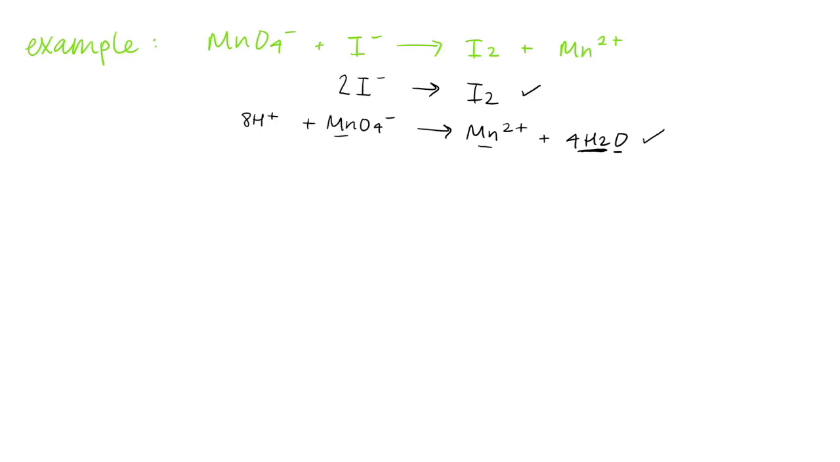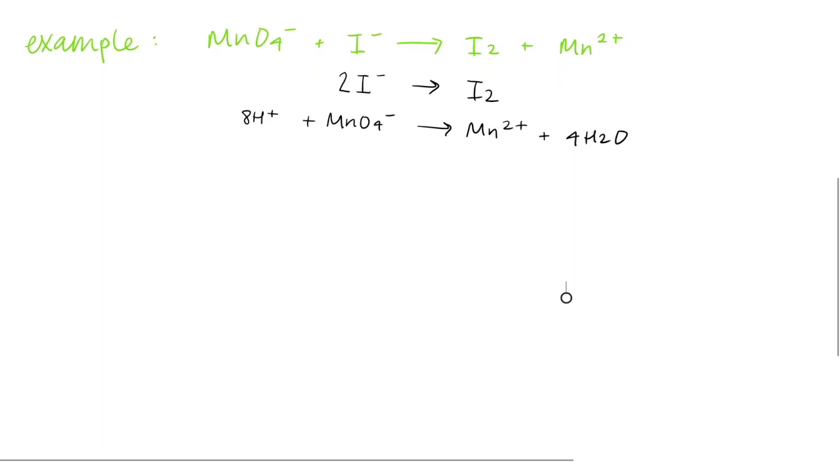Once we've balanced everything by atom, we're going to balance next by charges. So, for this first half reaction, we have a -2 net charge on the reactant side, since we're taking this -1 charge and multiplying it by 2. On the product side, we have a net charge of 0, since I2 is in its elemental state. In order to balance this by charge, we're going to introduce 2 electrons to the product side. Now, our net charge on our product side is also -2. And this half reaction is balanced by charge as well.